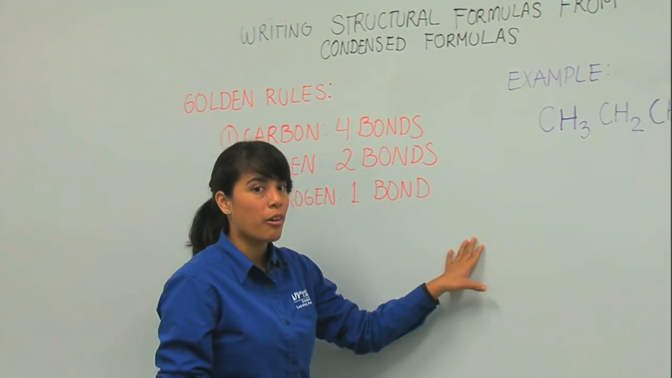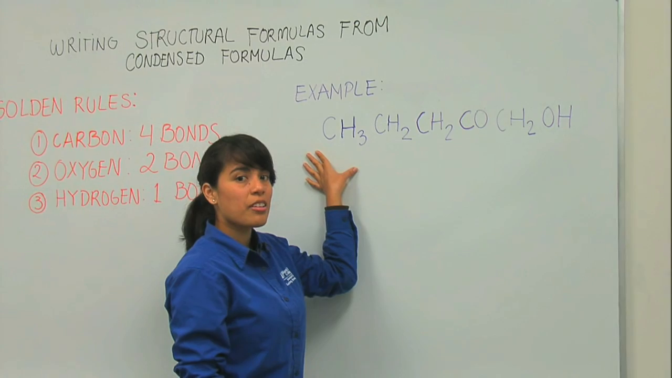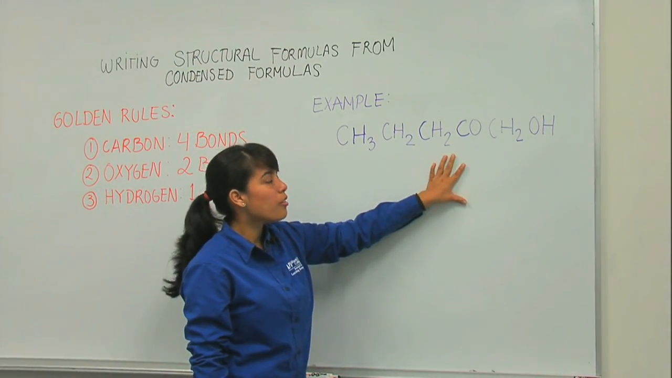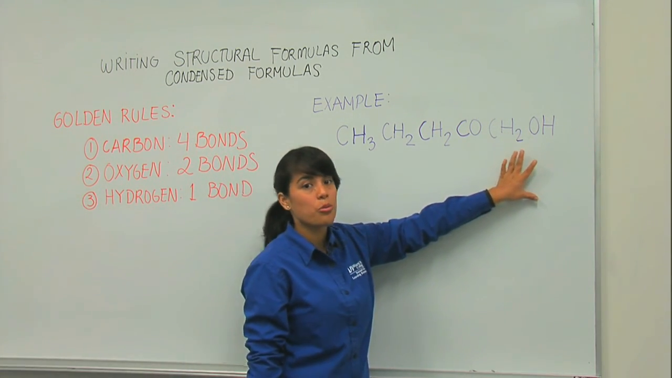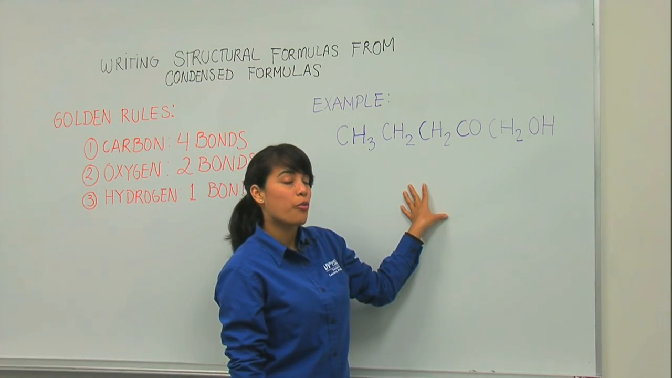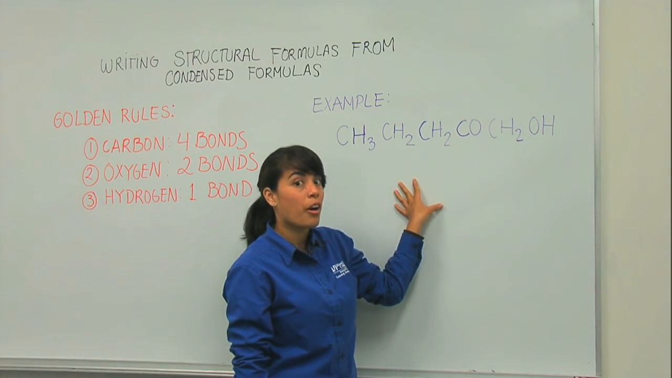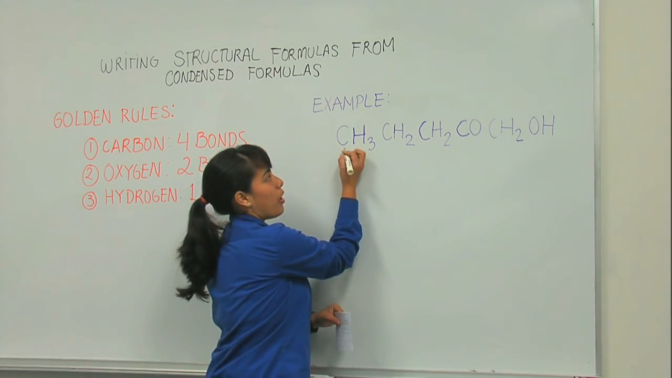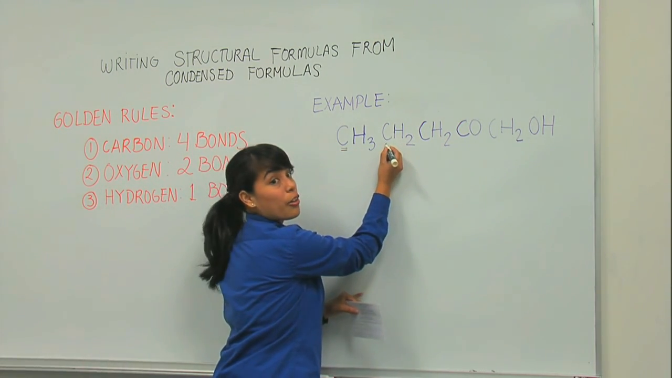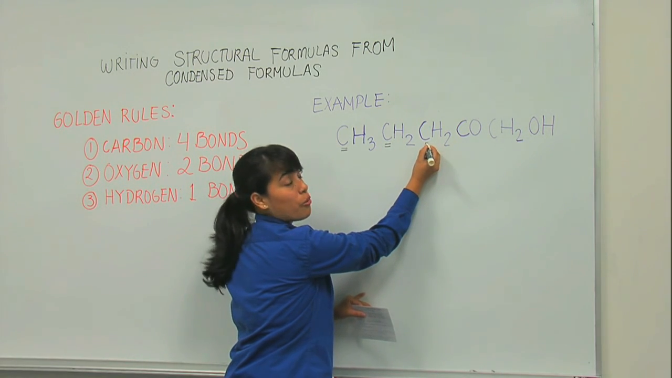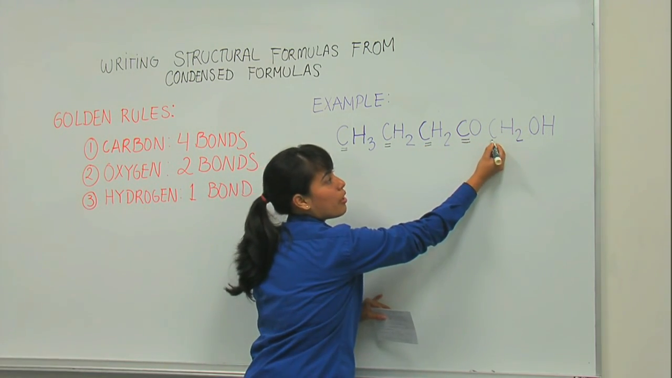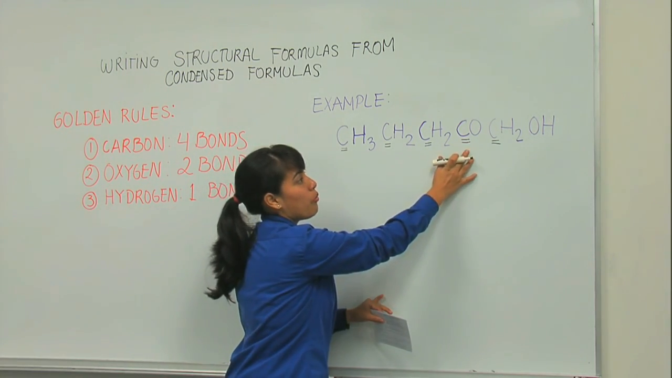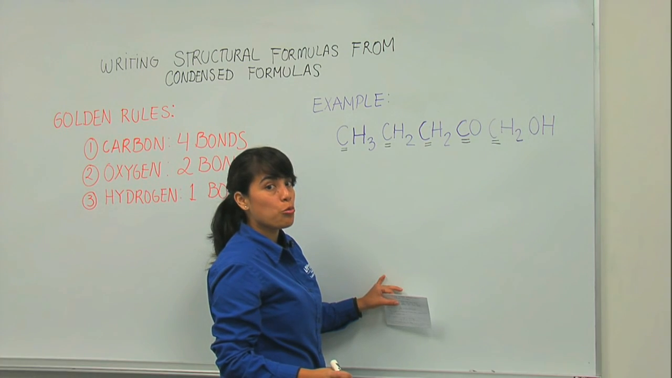So let's take a look at our example here. In our example, we are given the condensed formula CH3, CH2, CH2, CO, CH2, OH. So the first thing that I need to do is recognize the carbon atoms, and I'm going to count them. So I see one carbon atom here, another carbon atom here, another one here, here, and here. How many carbon atoms do I have? I have 1, 2, 3, 4, 5. So that's what I'm going to draw.